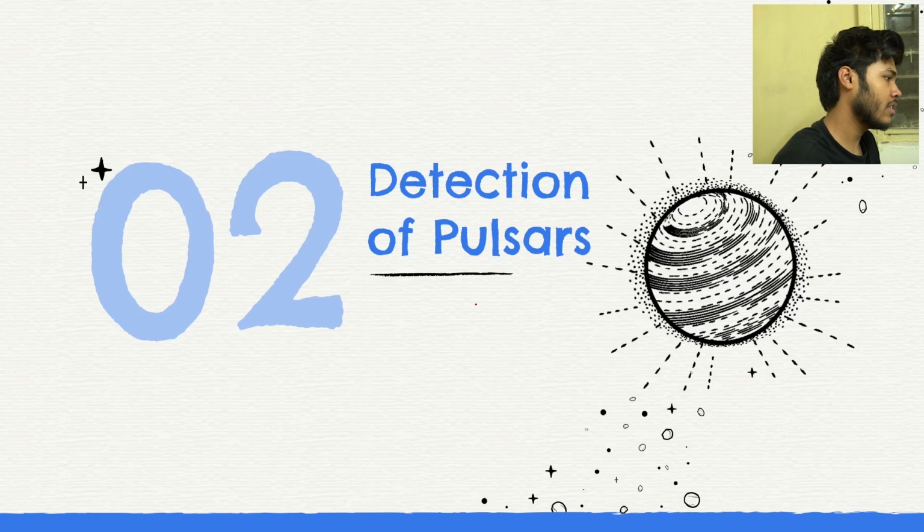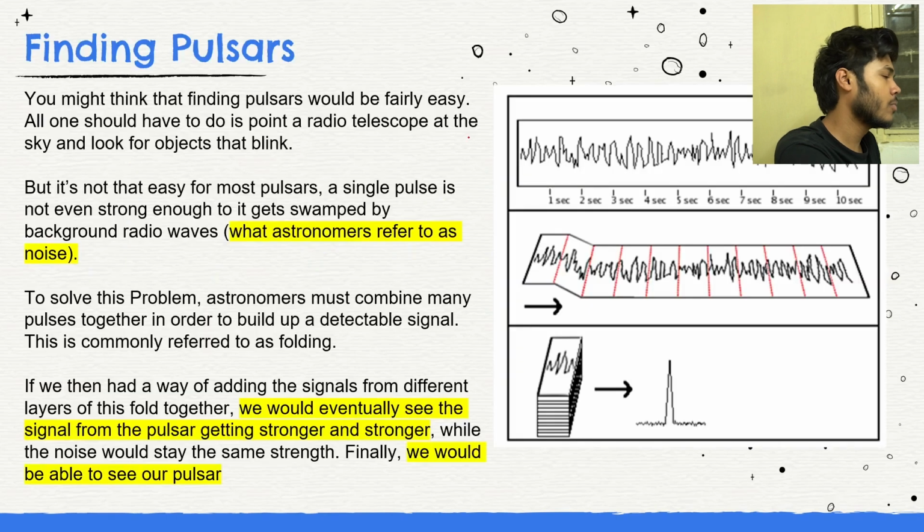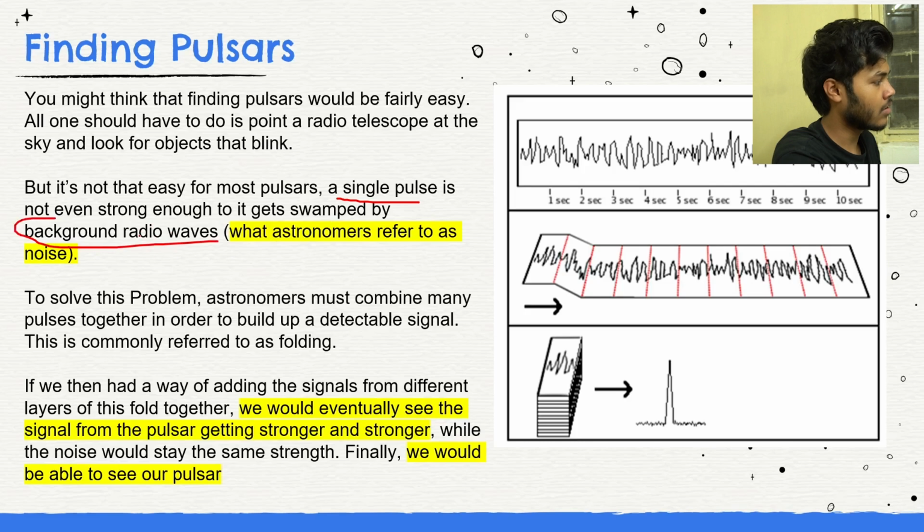Now we have seen what pulsars are, so now we will discuss how to detect them. You might think that finding a pulsar would be very easy. Just point your radio telescope at the sky and look for the objects that blink, but it is not that easy because the signal has a very weak strength, and there are background radio waves, or you can call them noise. This noise makes it hard to detect pulsars.